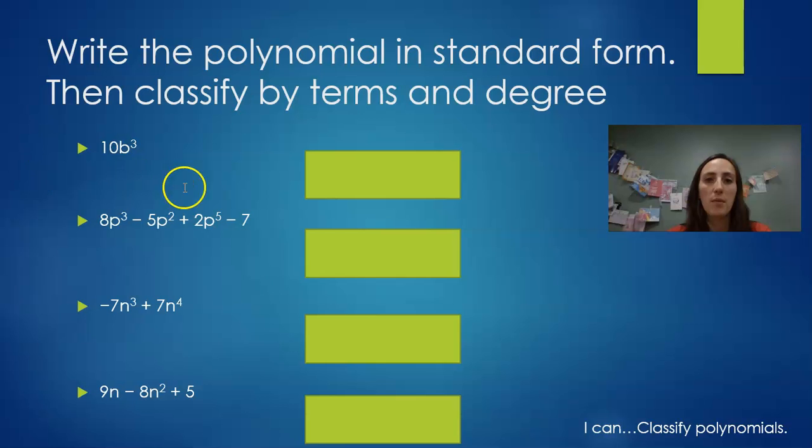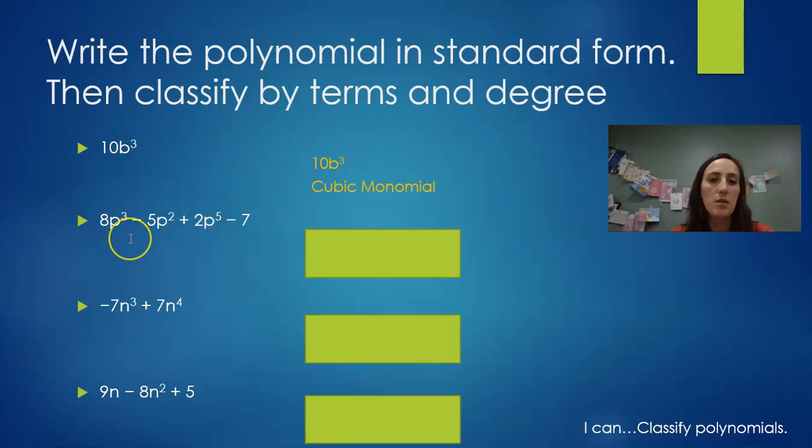Coming back to our problem, writing in standard form, if it's just one term, we don't have to worry about decreasing order. This would just say 10b cubed. If it's one term, we know that is called a monomial. And then when it has a degree of 3, that is a cubic monomial.